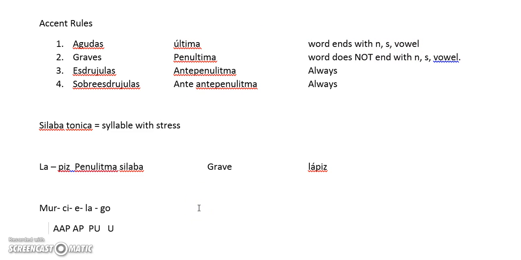There is a worksheet on Canvas that has a lot of these examples for you to go over and hopefully will make this a little clearer for you.